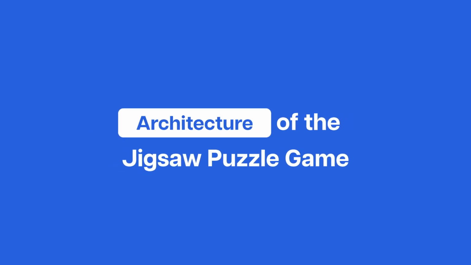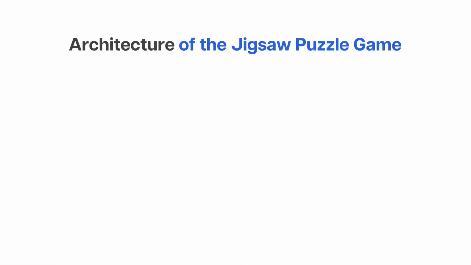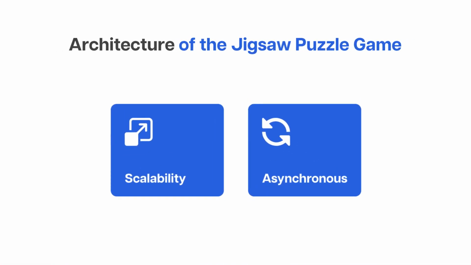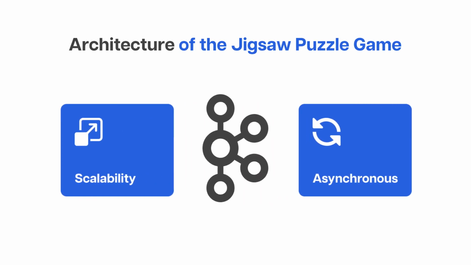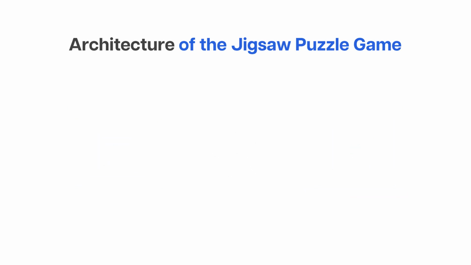The architecture of the Jigsaw puzzle game exhibits scalability and asynchronous processing, using an event-driven approach aided by Kafka. The application is separated into two parts: a front-end application, which provides the user interface for games, and a back-end system, which includes 4 different services. Let's take a look at each of the services and their respective roles in this architecture.